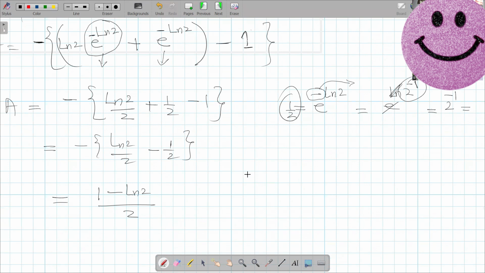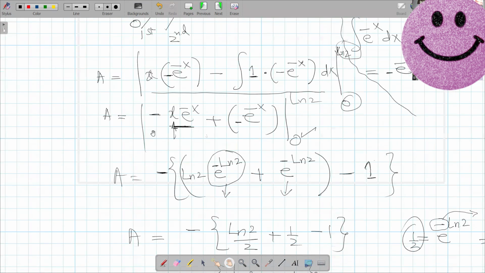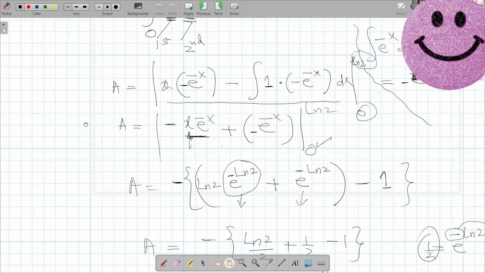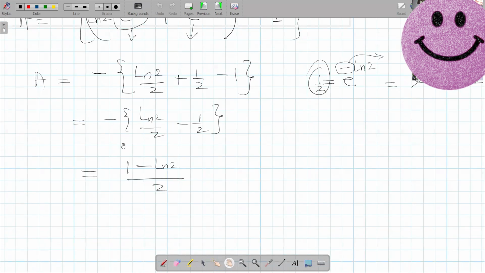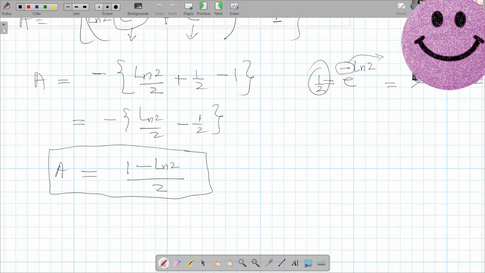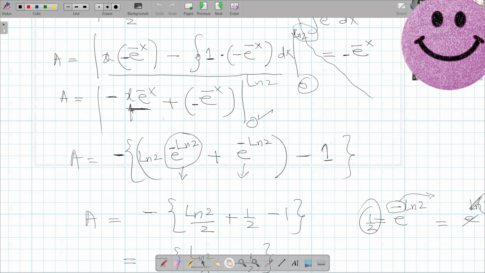I don't know what the answer is. Let's see. That will be in the answer sheet. Do you want to check it? So this is the required area under the curve between the given limits. Any questions you can ask here? No, that makes sense.